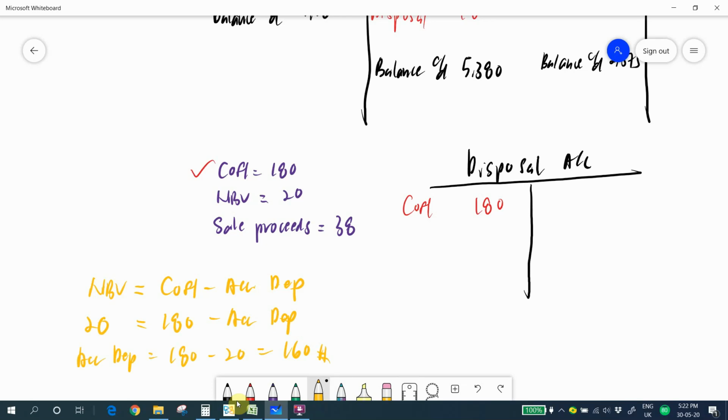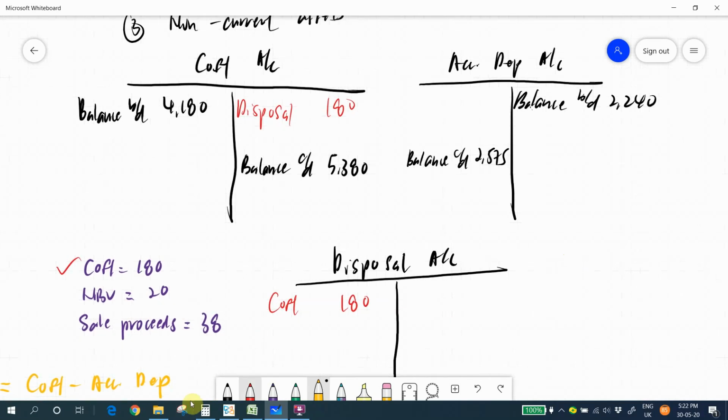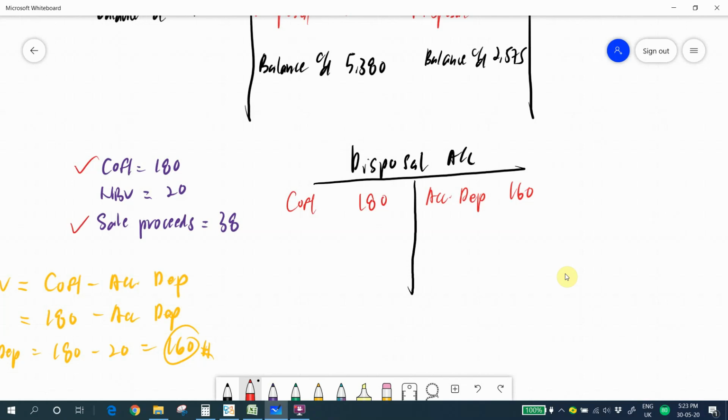So now we have to record this 160 in our accumulated depreciation. So in this accumulated depreciation, we are going to write disposal on the debit, 160,000. We debit the accumulated depreciation account and we credit the disposal account, accumulated depreciation 160. Next, we have to record the sale proceeds from the asset. The sale proceed is 38. So we will write on the right hand side, bank 38.